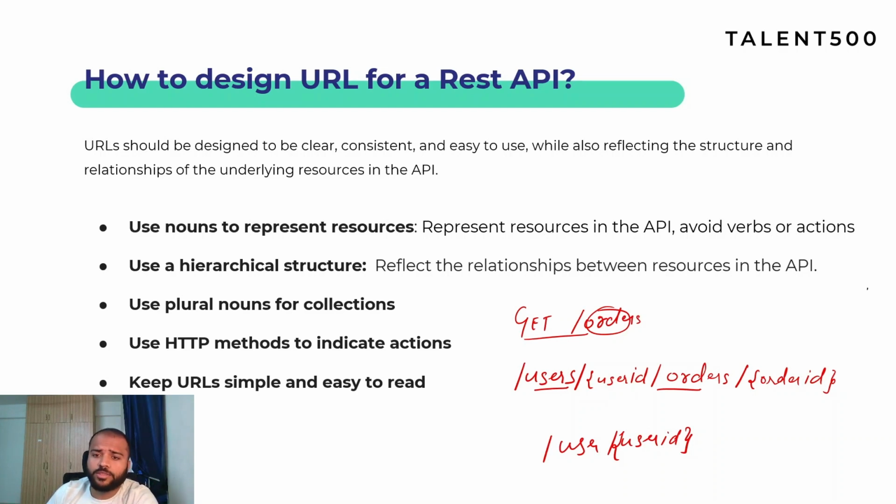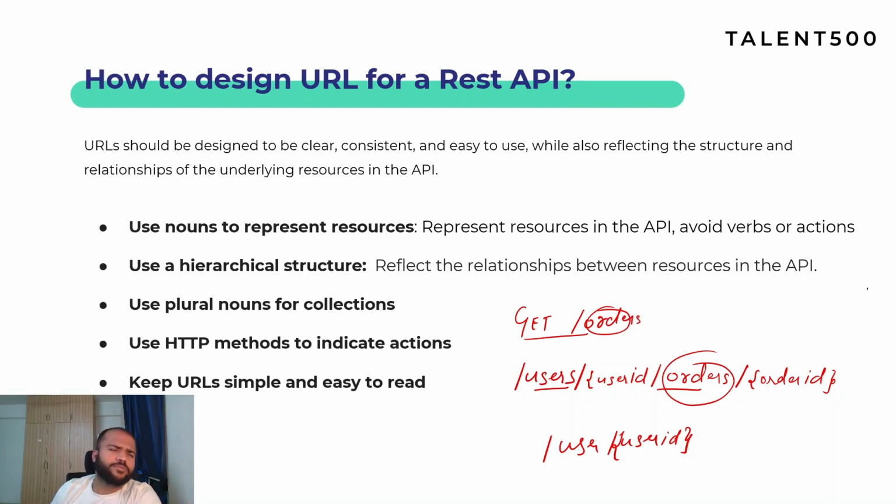And then for users, you have orders, and orders can also be multiple. It will be a collection for a user, right? A user over a period of time can have multiple orders. And this again becomes an example of how for a collection you use plurals.